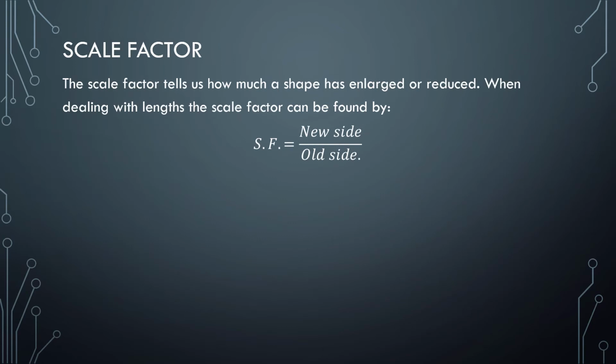What we can do though is use the scale factor to help us work out things about other shapes. If we know that they've been enlarged or reduced, we can work out by how much. When we're coming to work out our scale factor, we can work that out by using our new side and dividing it by our old side. So that's our formula, and we'll explain a little bit what we mean by new side and old side in just a second.